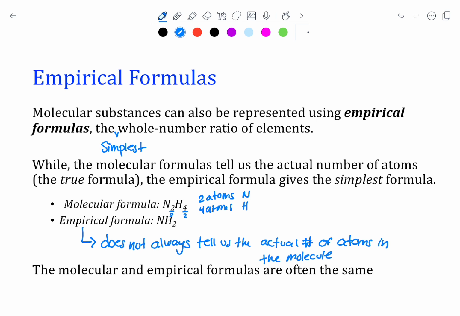But oftentimes, the molecular formula and the empirical formula are the same, meaning the molecular formula can't be simplified any further. So there are times where the empirical formula does tell us the actual number of atoms in the molecule. So that's why I said it does not always tell us the actual number.